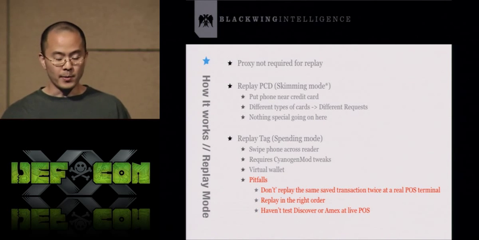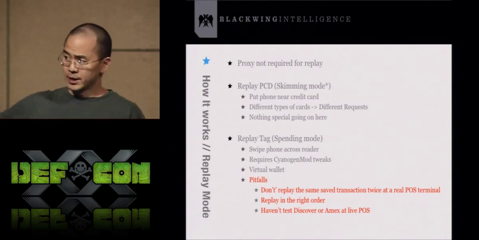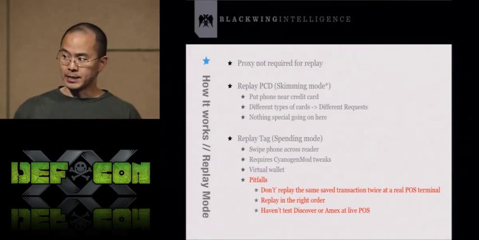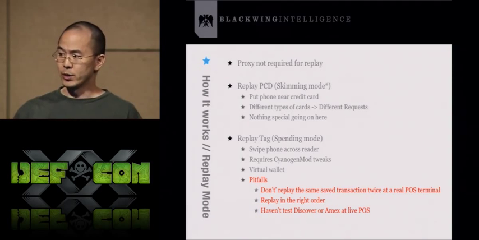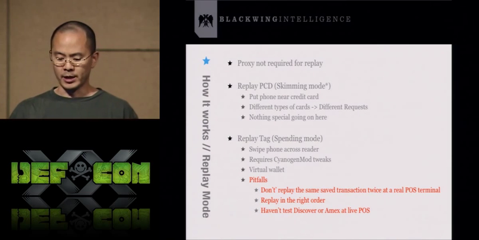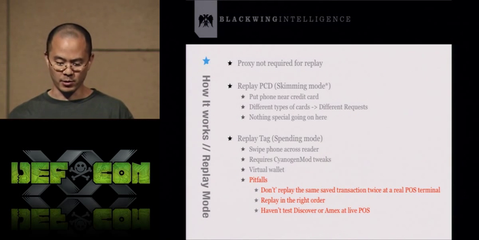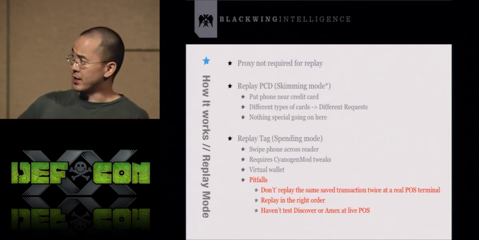So replay mode. Replay mode doesn't require that whole proxy setup. So if you want to replay a PCD and you have a stored transaction on the phone, you can just take all those APDUs and replay them against a credit card. So if you have all of those APDU requests that are needed to query a credit card, you just replay that next to a credit card, and you'll get all the credit card data out of the RFID-enabled credit card. Again, nothing special going on here.